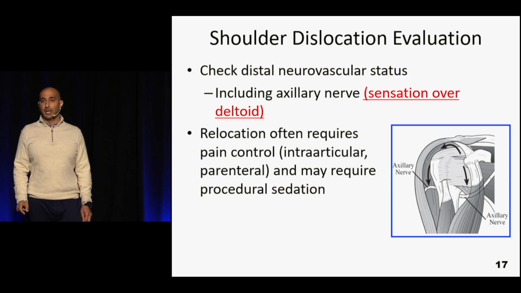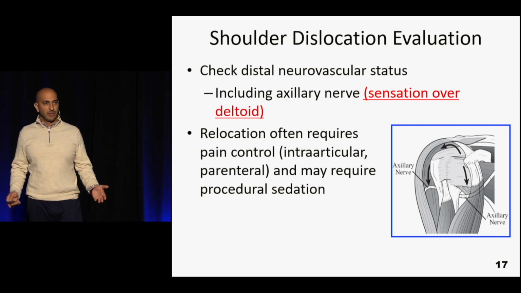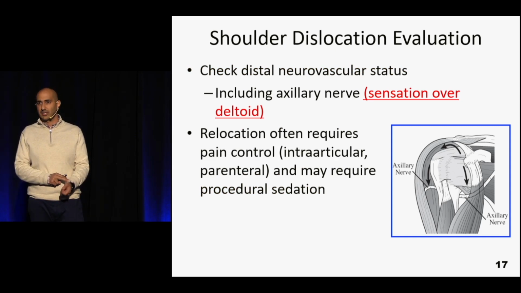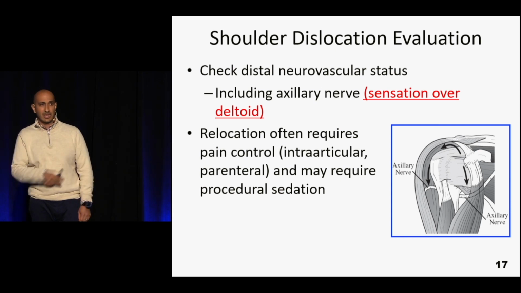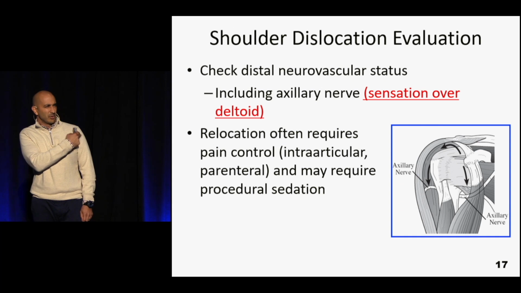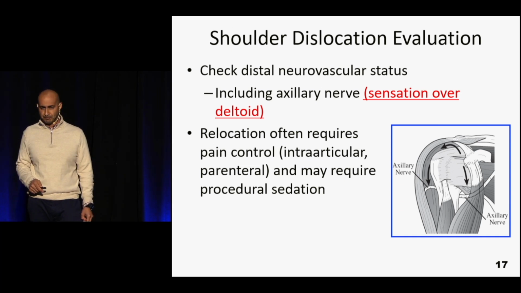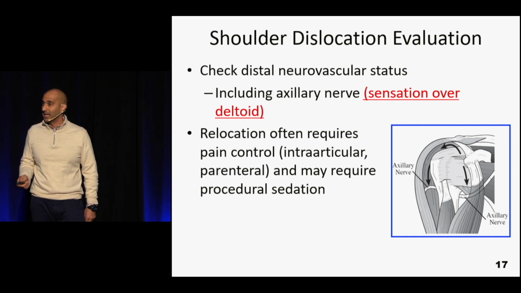So how do we evaluate these? The really important thing for all of these injuries is a distal neurovascular exam. Where you definitely want to focus is making sure that they don't have any numbness around their deltoid where the axillary nerve is.